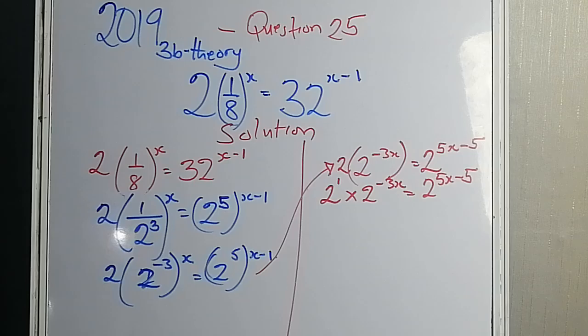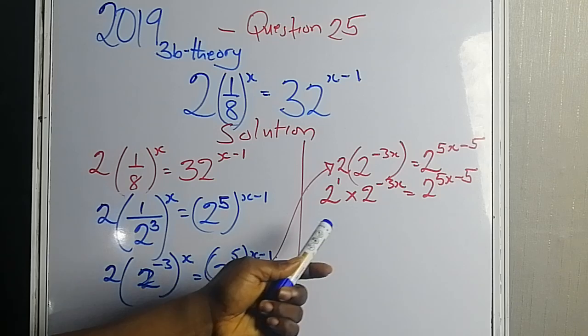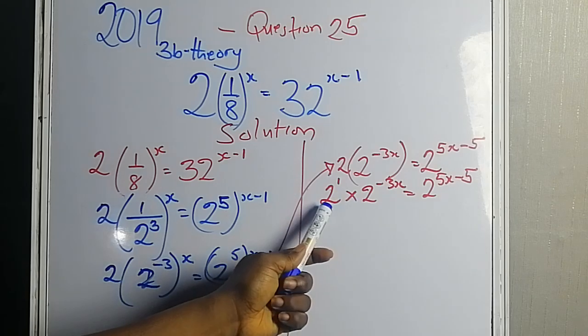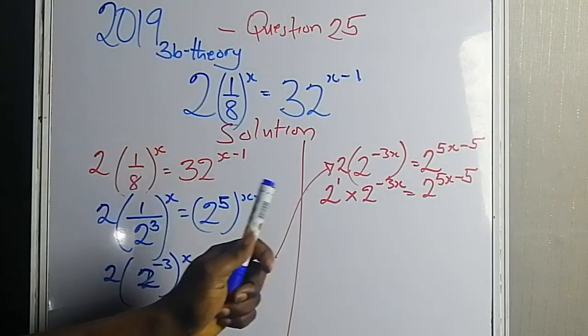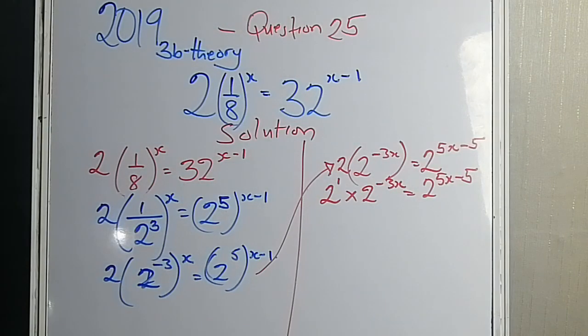I said joy raised to power 1 is joy. If you say Ahmed raised to power 1, it is Ahmed. So 2 raised to power 1 is the same thing. By the law of indices, when they have the same base, you pick one base and you add the powers. It's as simple as that.